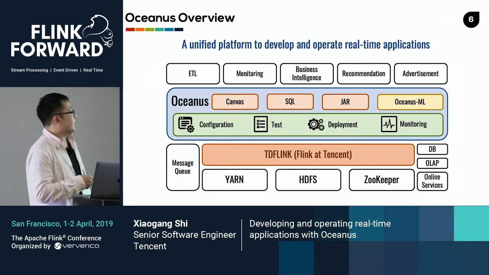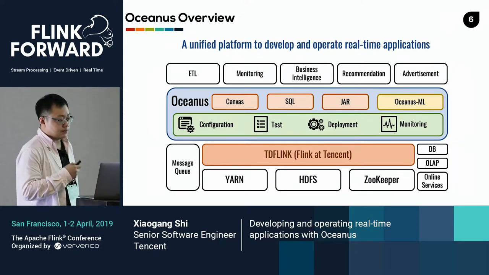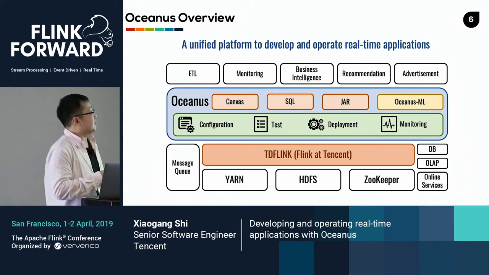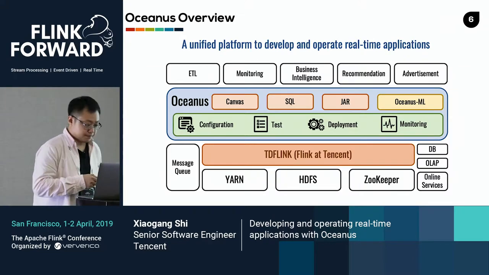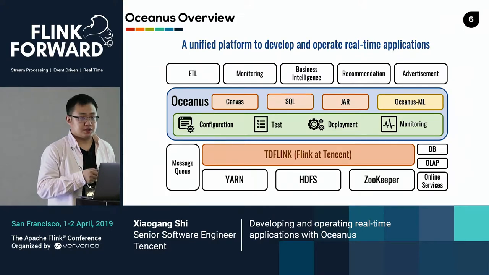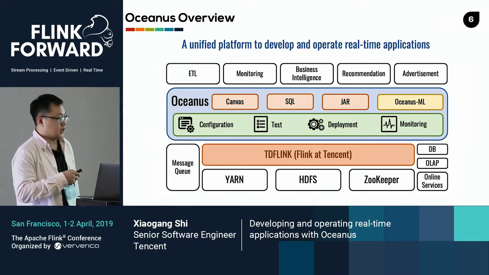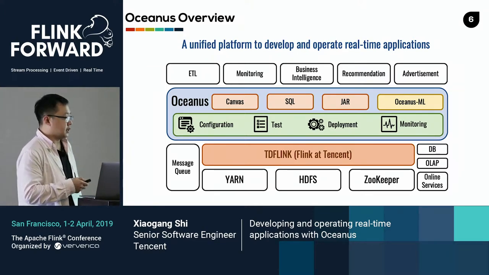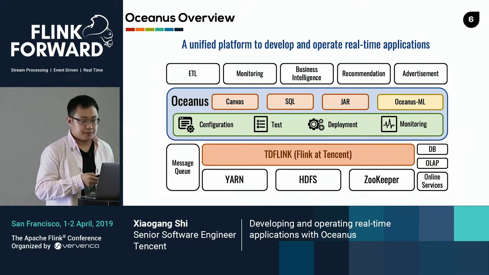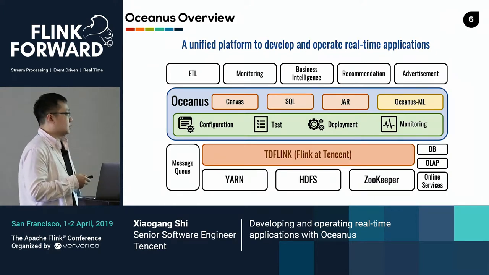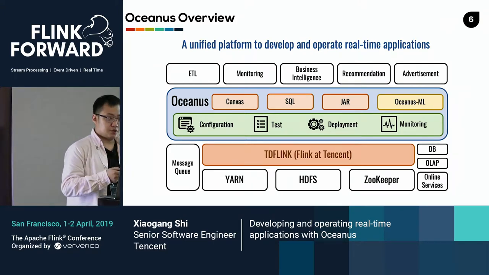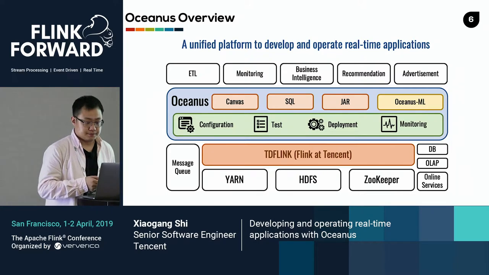Then we built a unified platform to facilitate the development and the operating of real-time applications. Currently, the platform is named Oceanus. Oceanus currently is providing service to all business units in Tencent, including search, advertisement, gaming, and social networks. The developing of real-time applications is quite easy because we provide three different methods to write the programs, including canvas, SQL, and JAR.